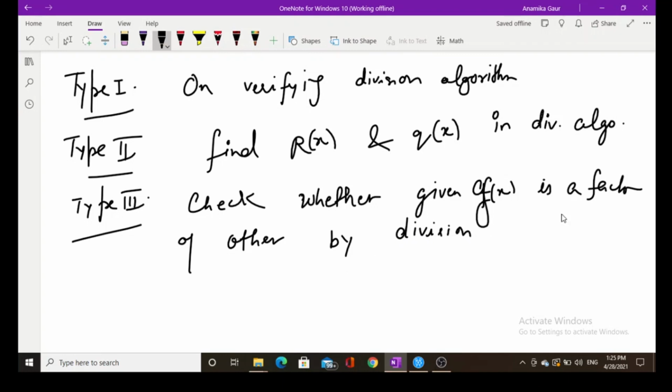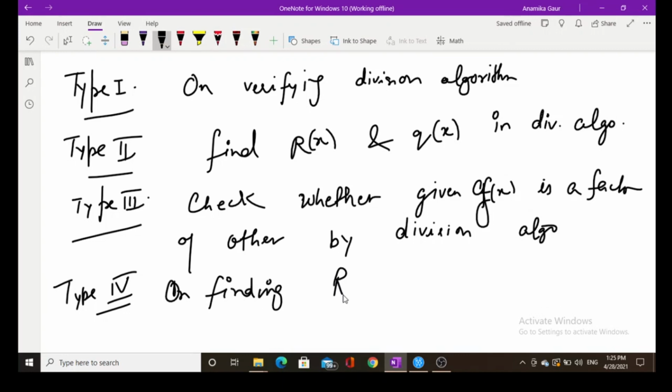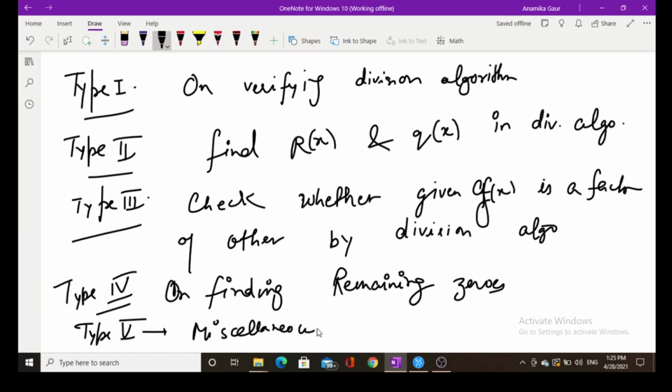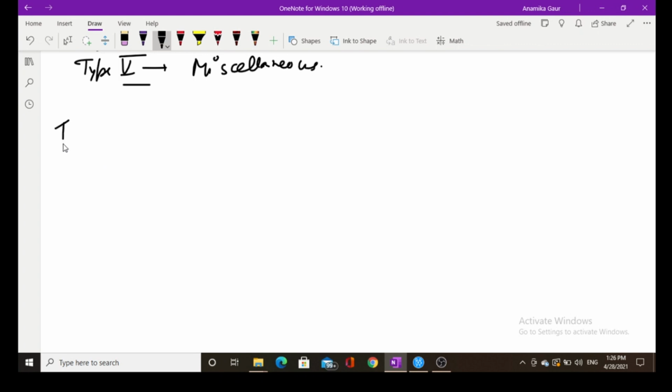Type 4 is on finding the remaining zeros, and 5th is miscellaneous. So these are the 5 varieties of questions, or we can say 5 types, we are going to discuss. The question for type 1.